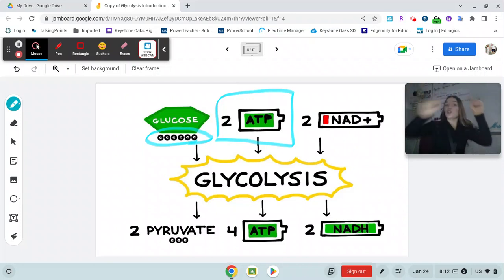I put glucose in. I circled that, honey. What did I just square? What else is going to go into glycolysis? What'd you just say? So good. She said that the 2 ATP that I just put a square around is actually just energy.